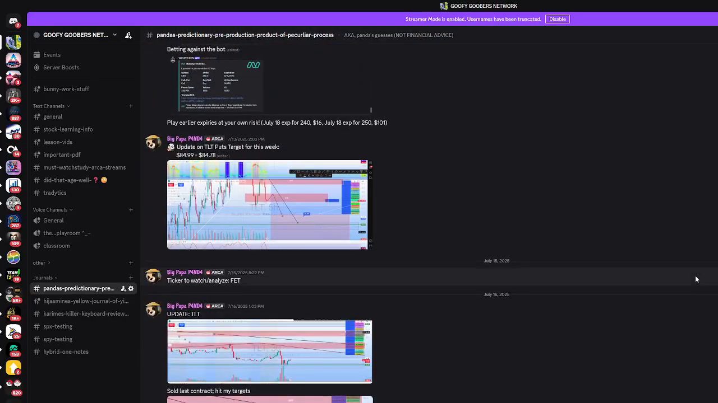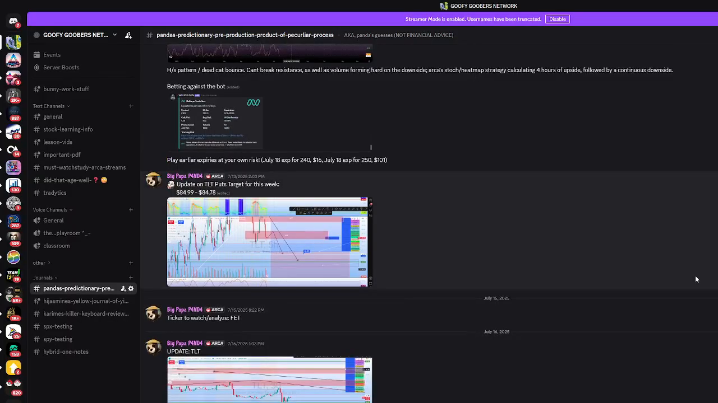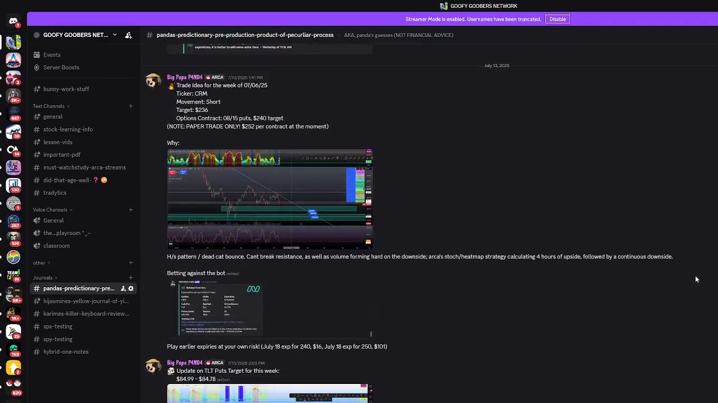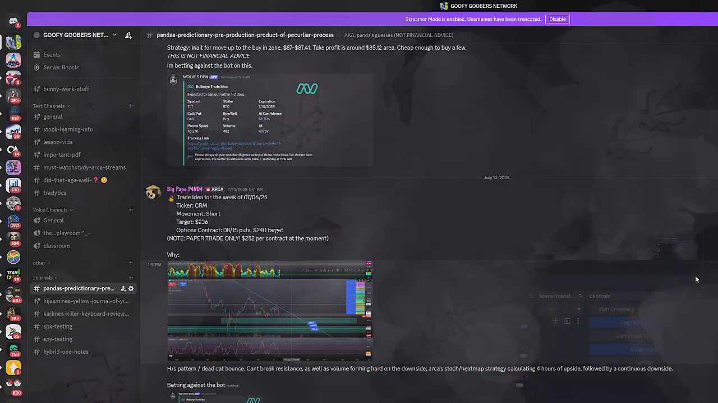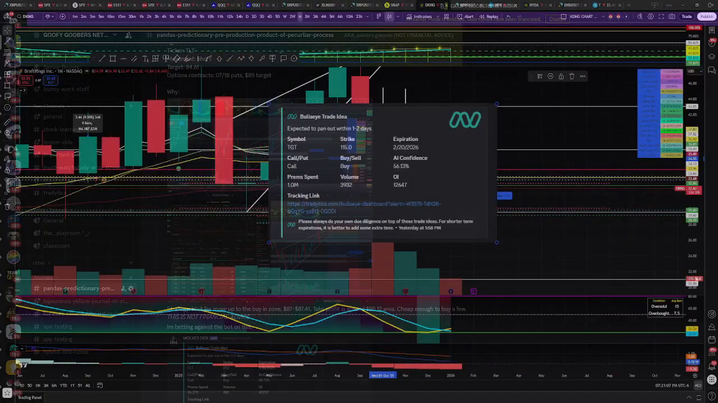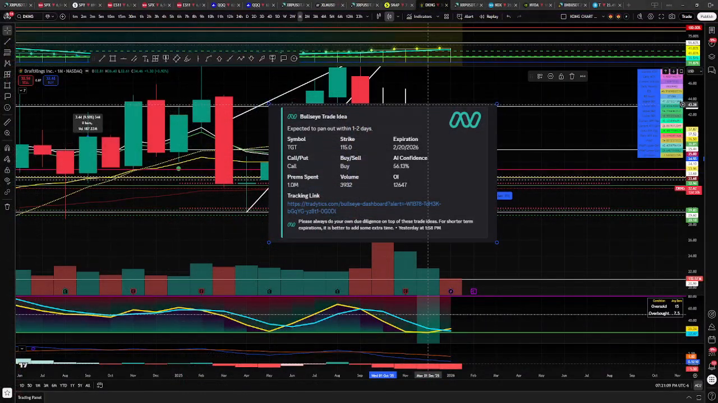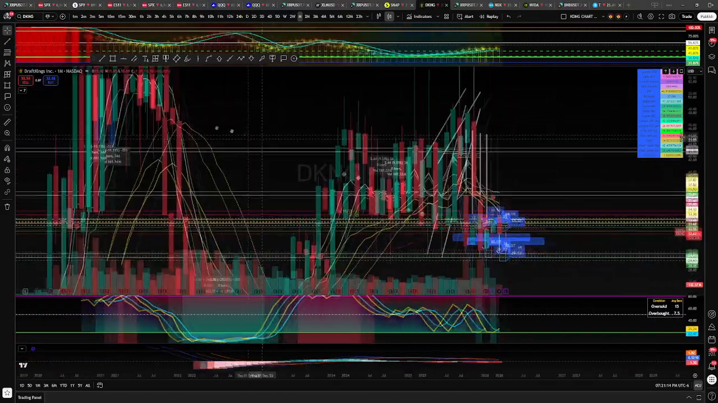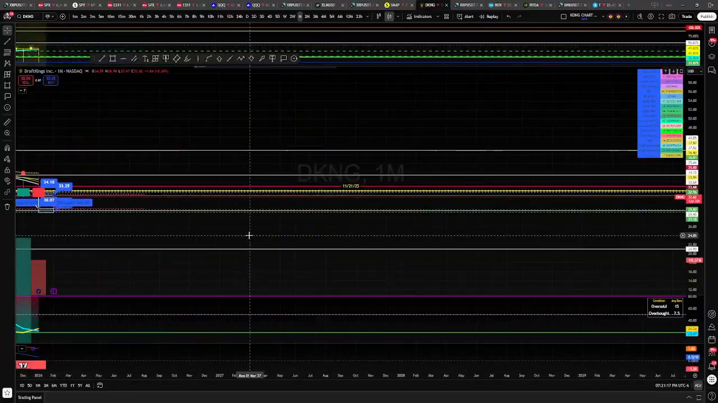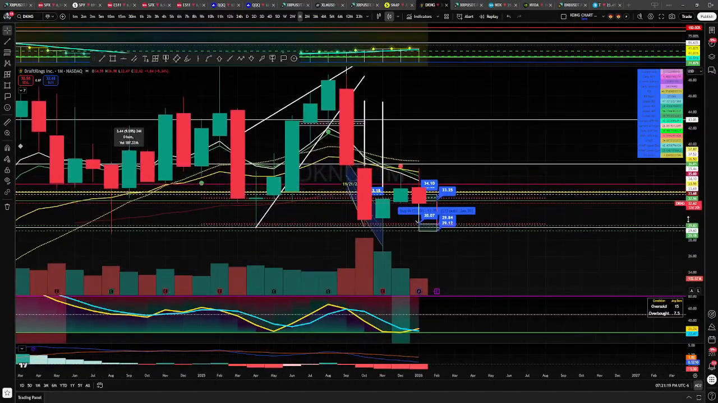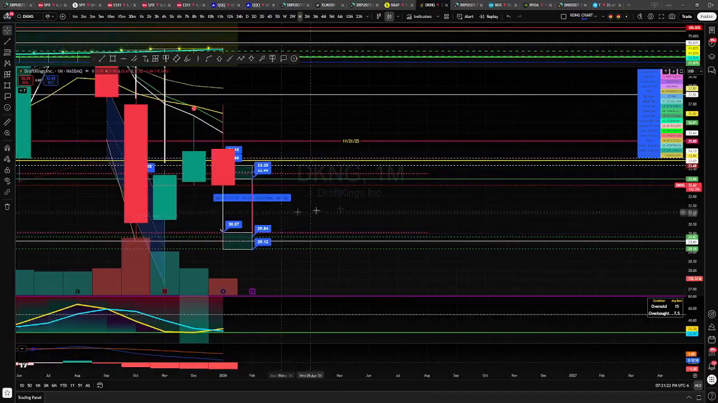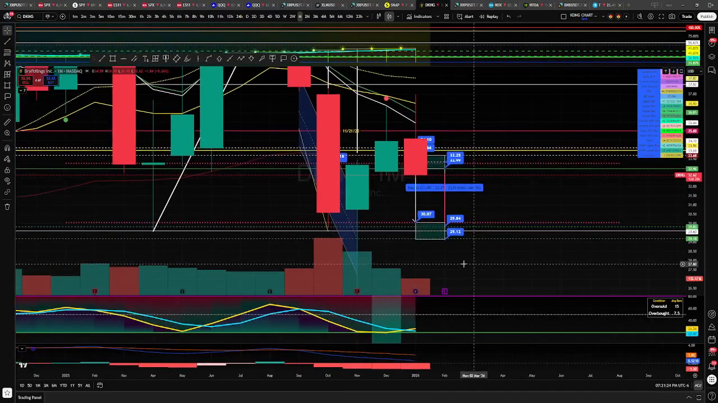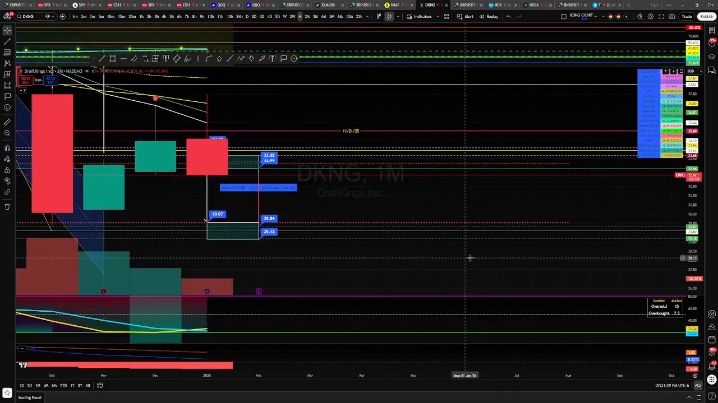But anyways, let's get back to this here. Oopsies, my bad. Let's switch over. Okay, so before I was doing this, I noticed there was a signal on DraftKings. This is my first one actually. This wasn't a signal or anything, but this is a swing trade I'm looking at doing for the Arca group and for myself.